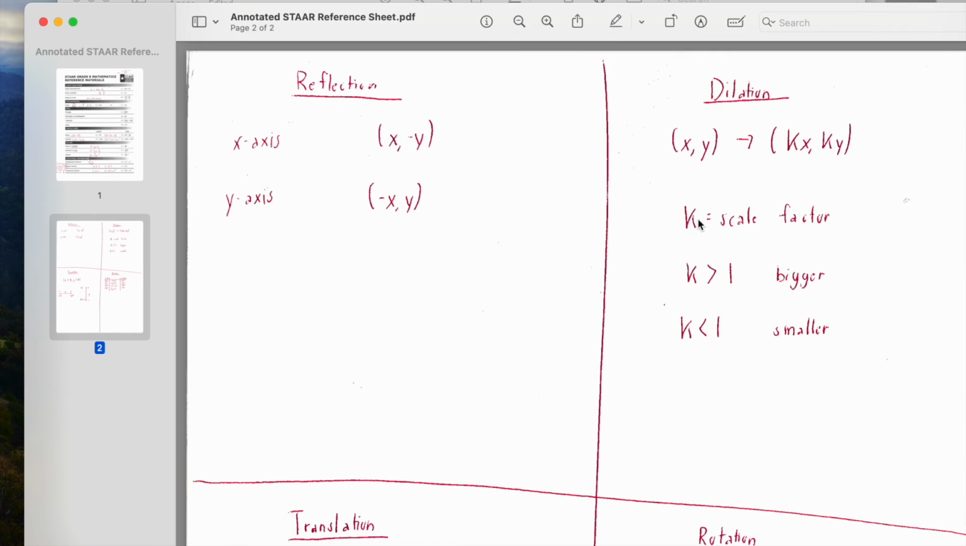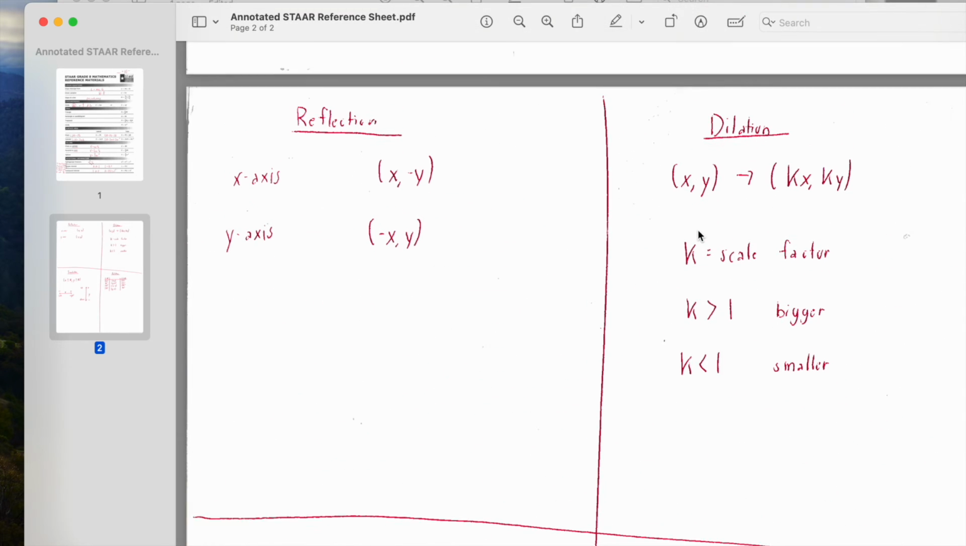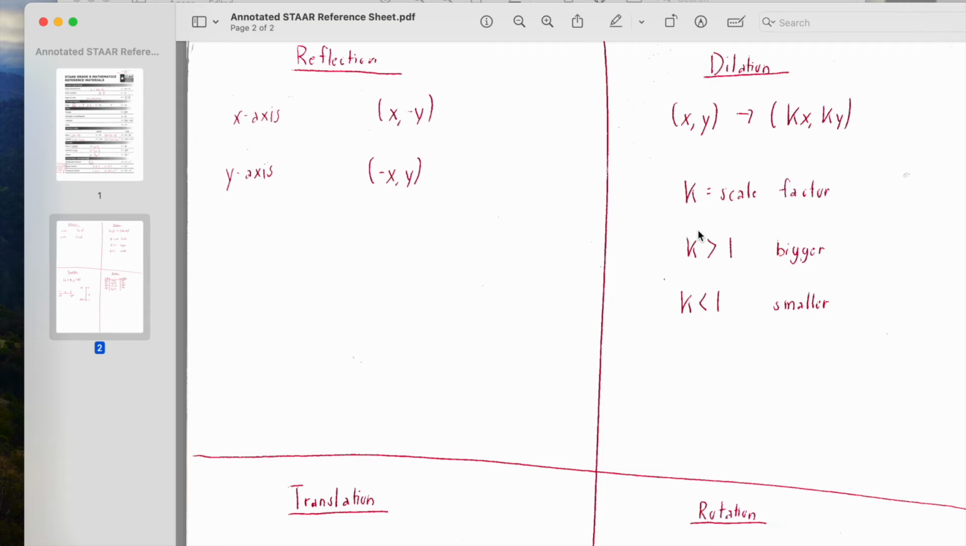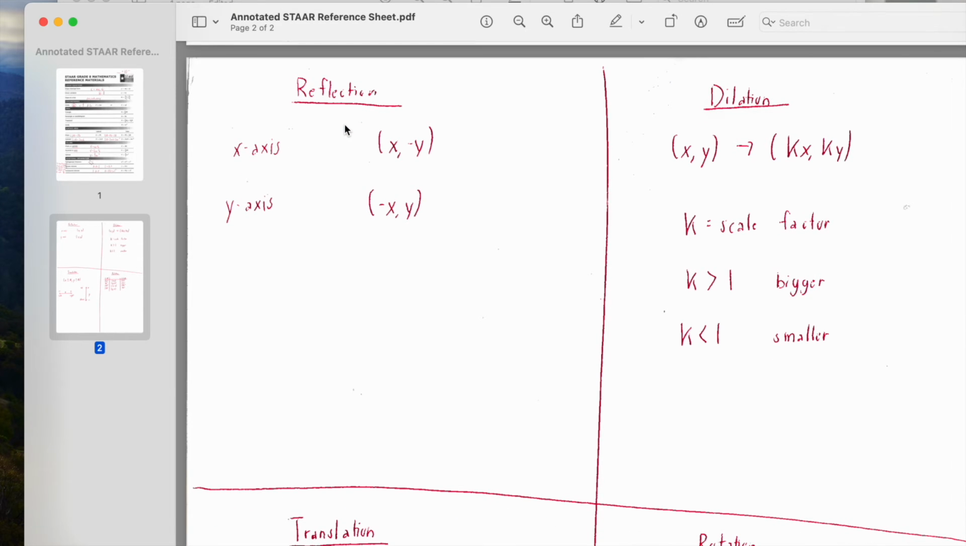On the back, you need to go ahead and make 4 big boxes or separate it. And our 4 types of transformations include reflections, dilations, translations, and rotations. So I like to start off with reflections because it's one of the easier ones to remember. So a shape can be reflected across the x-axis or the y-axis.